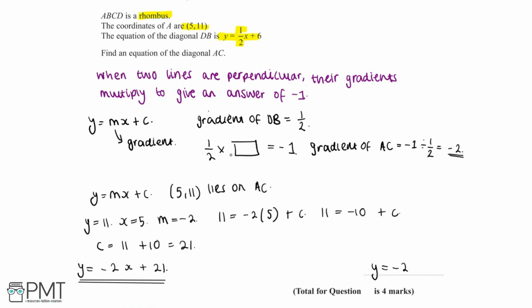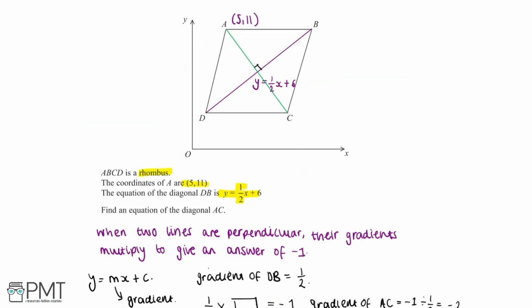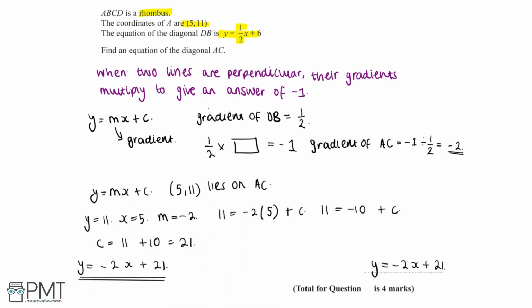This question is worth 4 marks, so let's take a look at where these marks are allocated. The first mark is to show evidence of understanding that AC is perpendicular to DB, which we've shown in our diagram by drawing a right angle between these lines, which shows that we clearly understand that AC and DB are perpendicular. The second mark will be for showing a process to find the gradient of the perpendicular line. So we found the gradient of AC by using the fact that the gradients of two perpendicular lines multiply to give -1. And so we've done this and clearly showed that the gradient of AC is equal to -2.